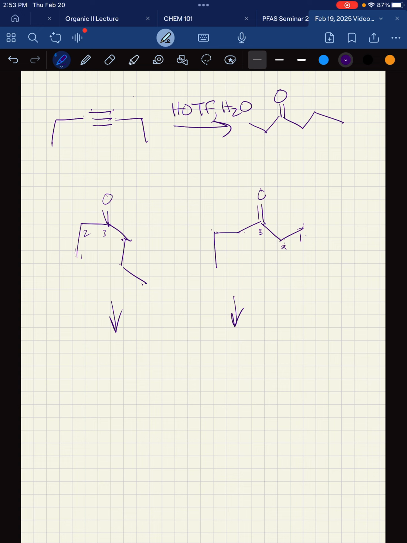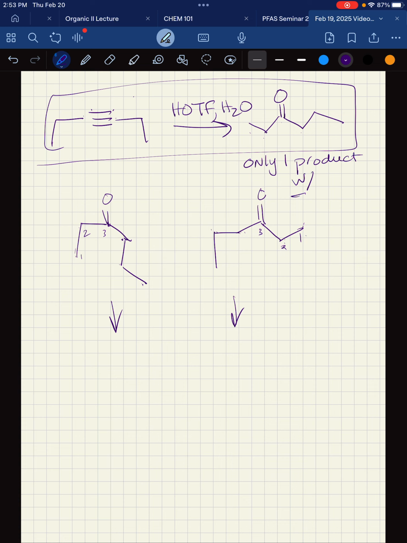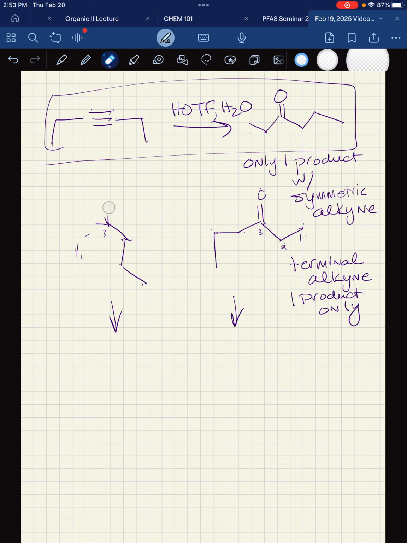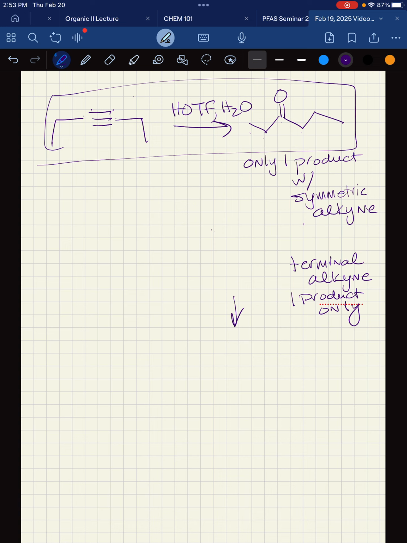Okay, so here we're only going to get one product with the symmetric alkyne, excuse me. And then when we have the terminal alkyne, we only got one product. However, if we have an internal alkyne that's asymmetric, we're going to get 2 possible products. So let's look at an example like that.